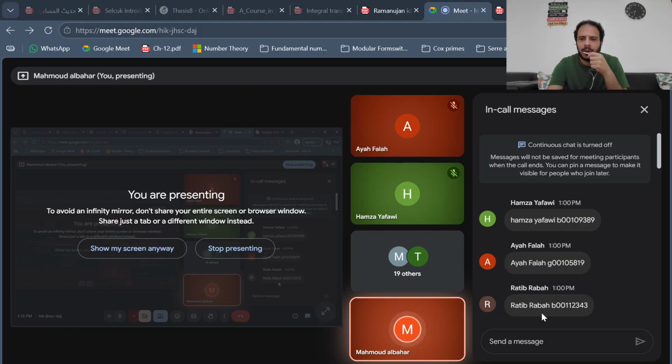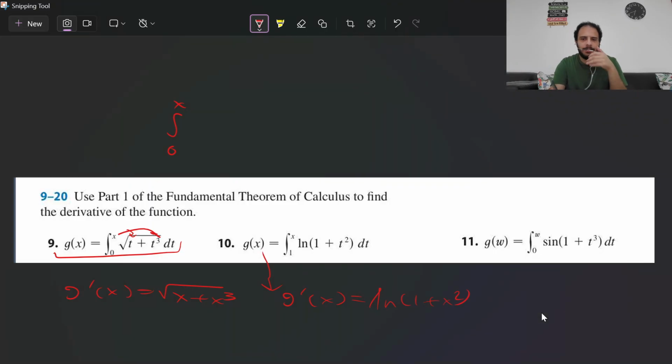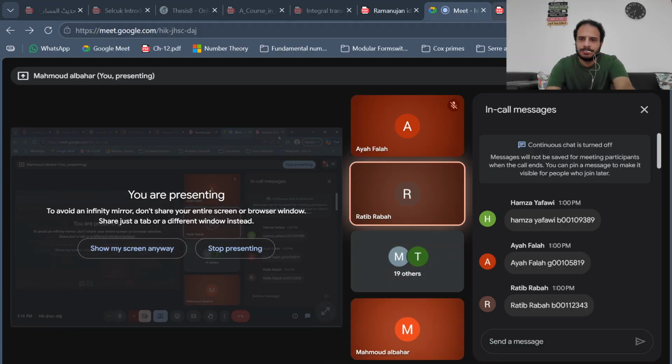Now, Ratib Rabah. Yes, Professor. Please help me with problem 11. Find the derivative using part 1 of the fundamental theorem of calculus. What's the derivative for this? G prime of w equals sine 1 plus w cubed, right? Yeah. Thank you. So sine 1 plus w cubed.